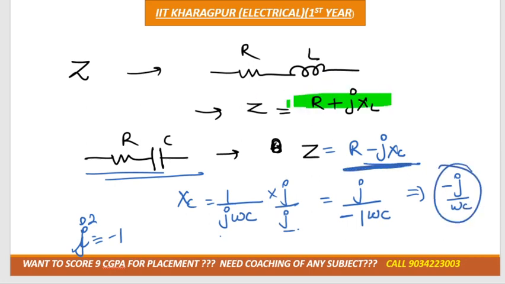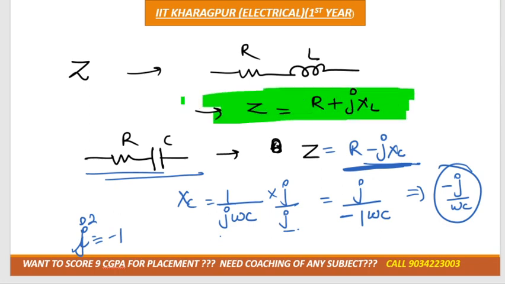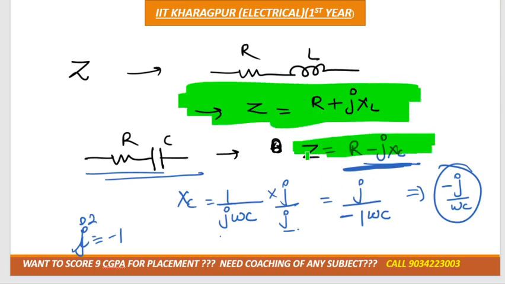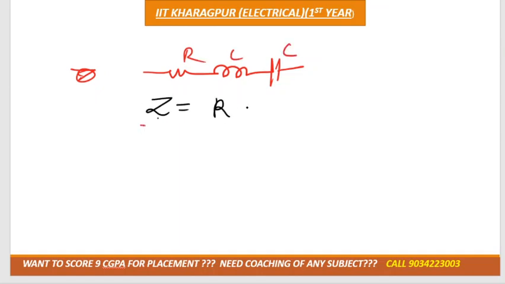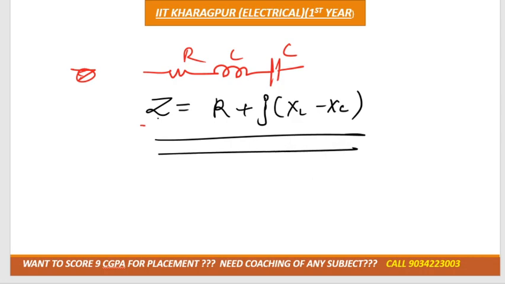Okay. You need to remember, for RL we need to use this formula. For RC use this formula. And for the combination of R, L and C we'll use the formula for the impedance, that is Z is equal to R plus j of (XL minus XC). Understood?